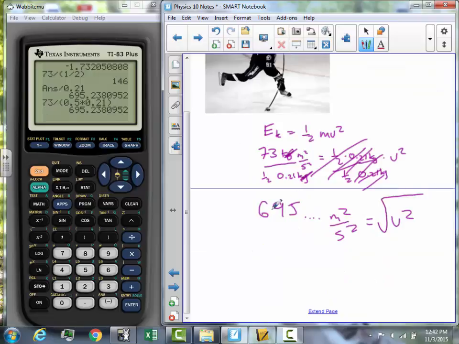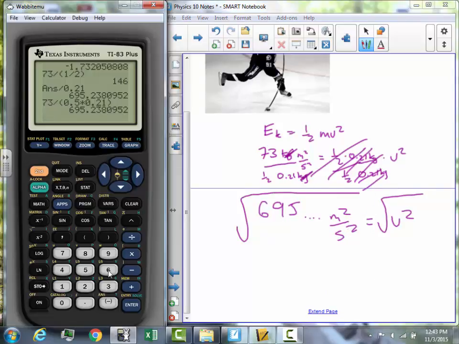So then to get v by itself, you got to square root both sides. So don't do this. Don't take 695 and square root it, however your calculator does that. Because you're not square rooting 695, you actually want to square root 695.2380952. Most calculators have a button on it that allows you to bring up the previous answer. Does everyone know where to find that on their calculator? Have you seen that before? Okay, I'll come around with you and work with you guys individually.